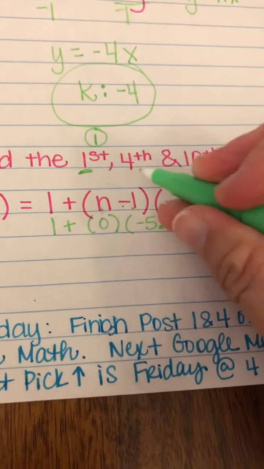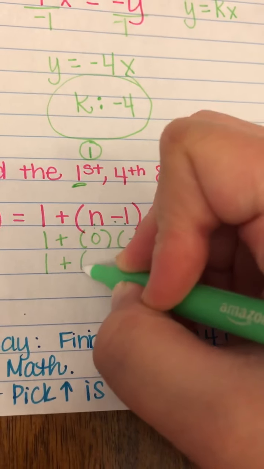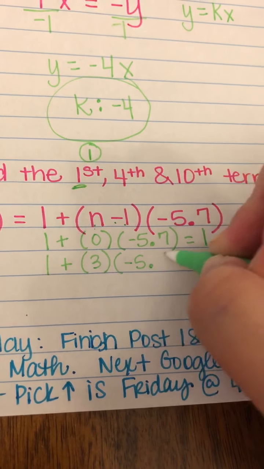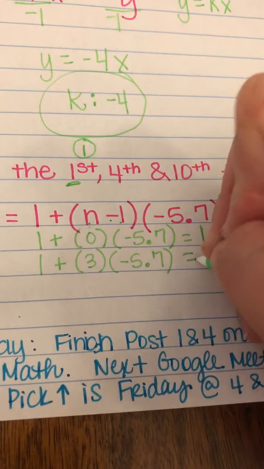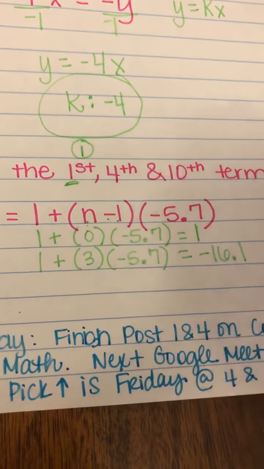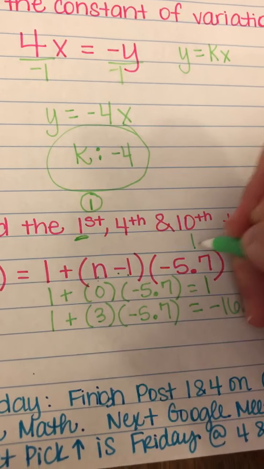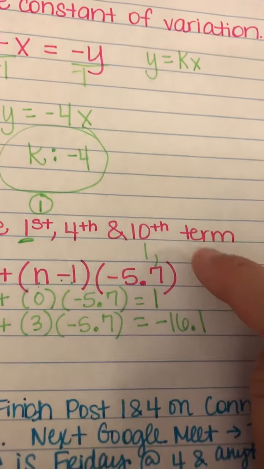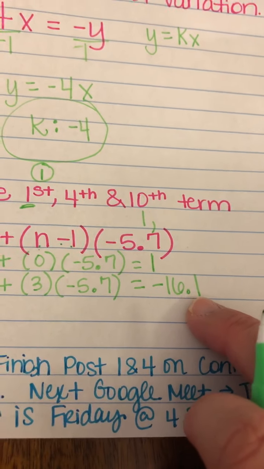So the first term in your sequence is 1. And then you would do the same thing if you want the fourth term. So you would do 1 plus 4 minus 1 is going to make that parenthesis have a 3. And then you're going to be multiplying it times -5.7. And I would multiply these first. And then I would add 1 back to it. And you should get -16.1. And that is the fourth term in the sequence. So if you start with the number 1, and then you get the second term, third term, the fourth term, after you consecutively subtract 5.7, you should get -16.1.